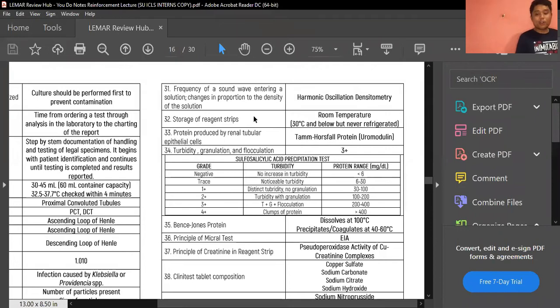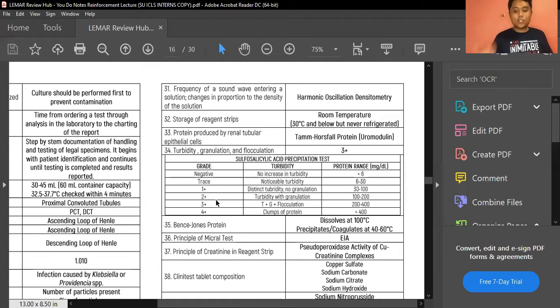Storage of reagent strips, of course, room temperature, 30 degrees Celsius and below, but never refrigerated. Take note of that. Next, protein produced by renal tubular epithelial cells: you have Tamm-Horsfall protein, also known as uromodulin. Okay. Next, of course, SSA grading. Nako, alam niyo na yarn. Okay, na-mention nato na. So, we'll start first with negative, no increase in turbidity. Your trace is noticeable. Pagabot sa 1 plus, you only have one characteristic, turbidity ra po.